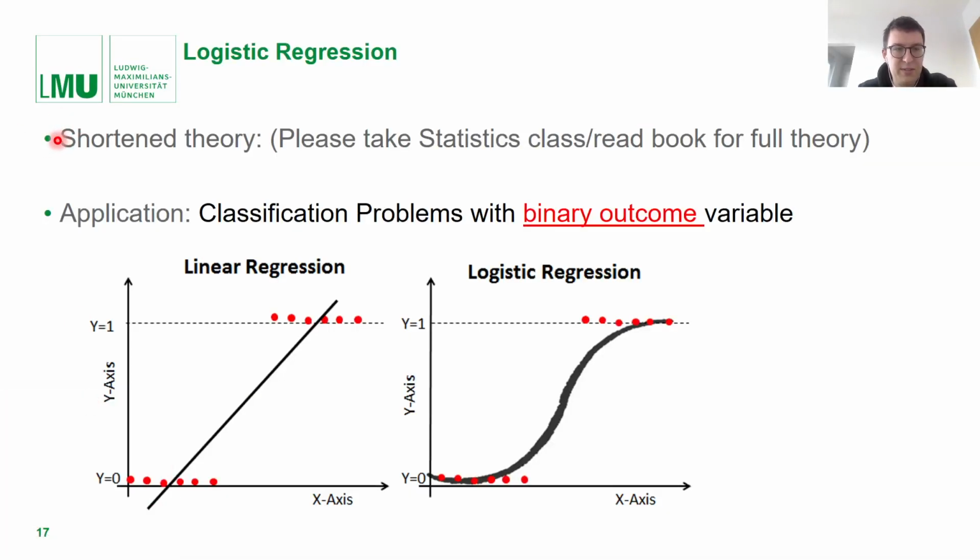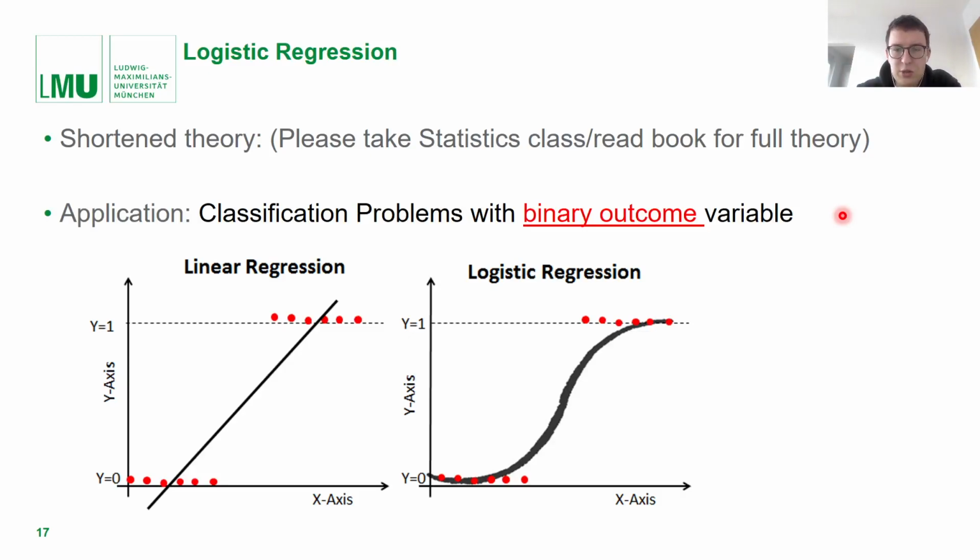So again, this is just a remark of caution. Shortened theory, please take a statistics class if you haven't done it already, or read a book or a paragraph online about it. In general, what's maybe most important for you to understand, the application of a logistic regression model is a classification problem with a binary outcome variable, so a variable that can only take two values, yes or no, or 0, 1.